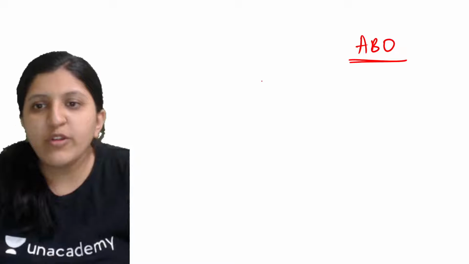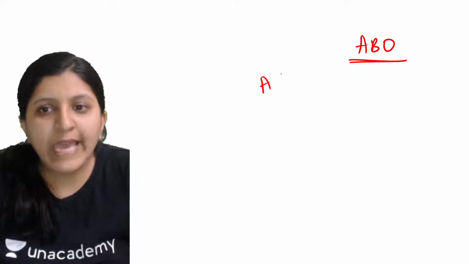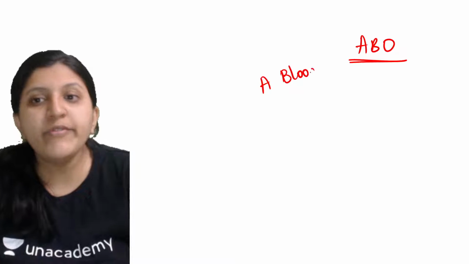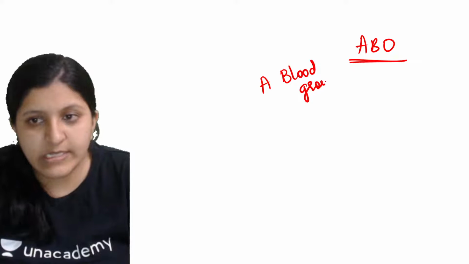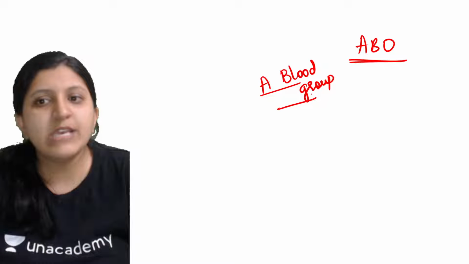So there is the ABO type of blood grouping. This is the ABO type of blood group. That means, let's start with the A blood group. Later on we will talk about the positive and negative. So now let's see only the A blood group.